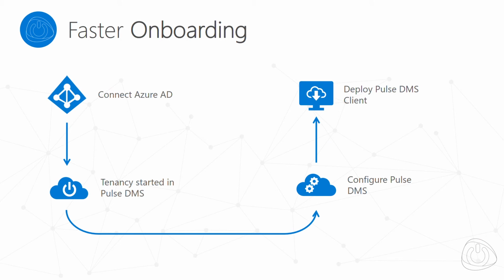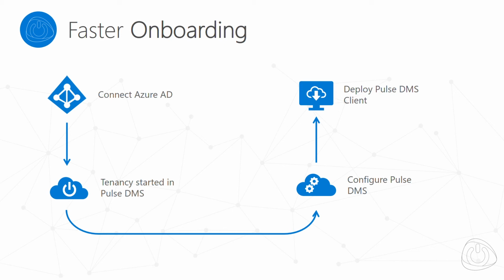I mentioned at the start about Pulse DMS being a pre-provisioned service for increased speed to value. The onboarding process is explained in this slide. Firstly, our customer's Azure Active Directory, which is firstly a dependency of the service but also a free service from Microsoft, is connected to Pulse DMS via a simple installation.